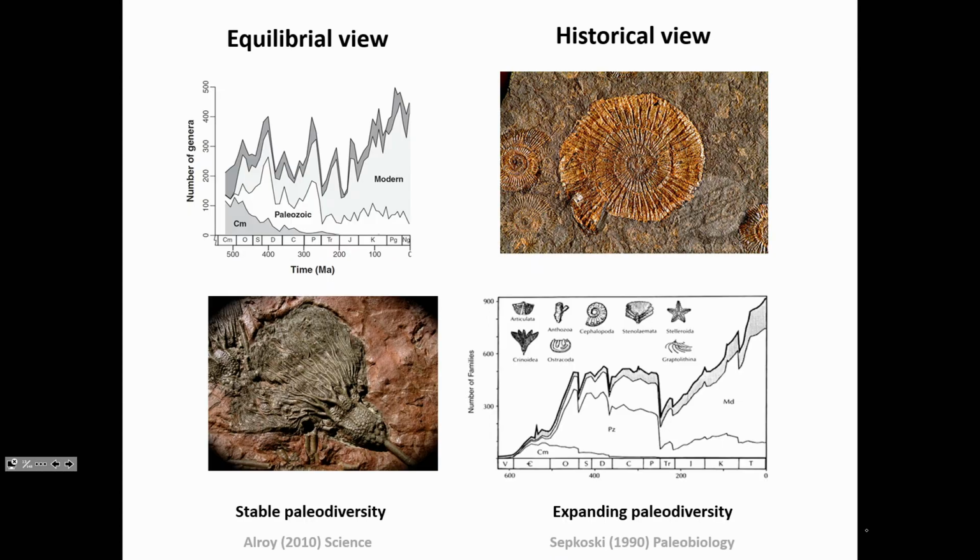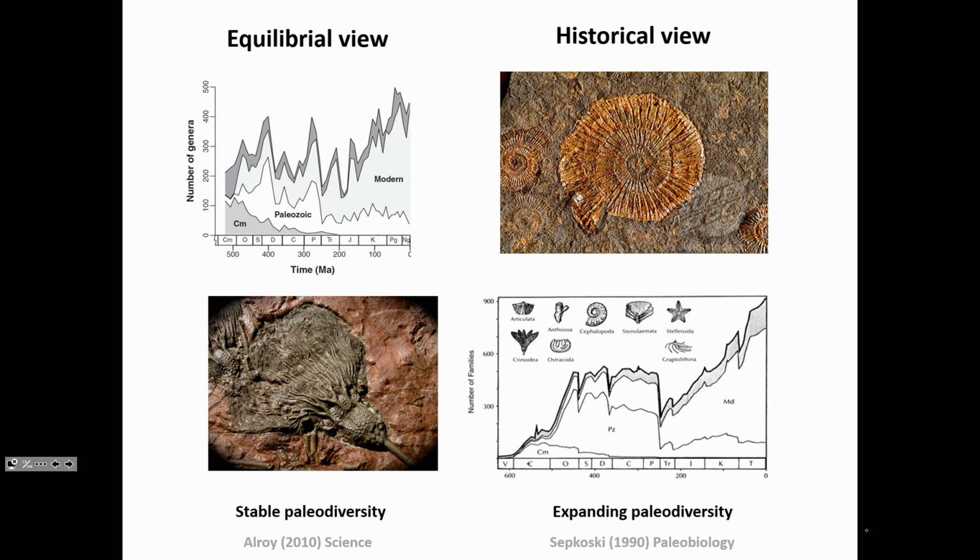Another line of evidence comes from the fossil record. The famous Sepkoski series, which you probably have seen in the past, shows that the number of families of marine animals has been increasing over the last 600 million years. And you see that this increase in diversity is punctuated by mass extinctions, meteorite impacts, and so forth. So it's a stochastic process, but the number of species keeps expanding.